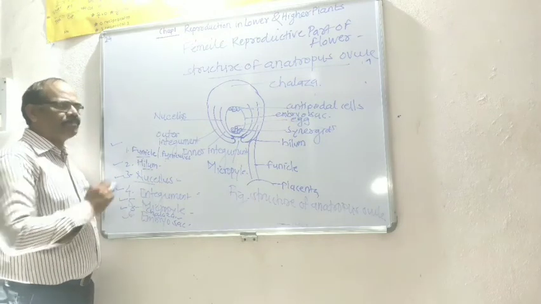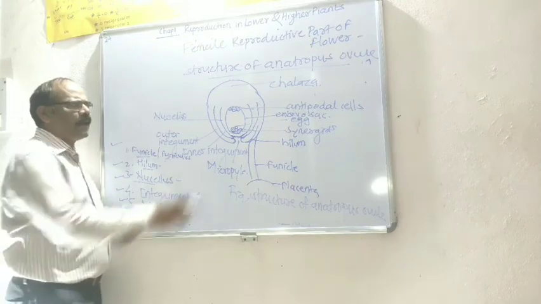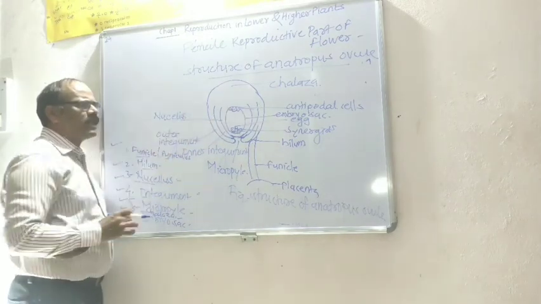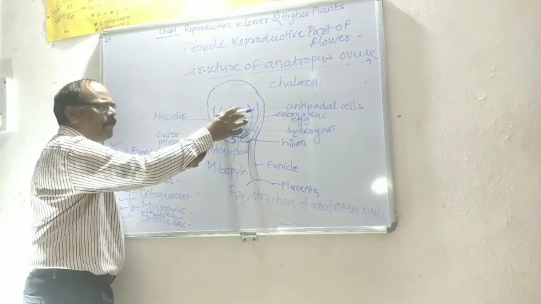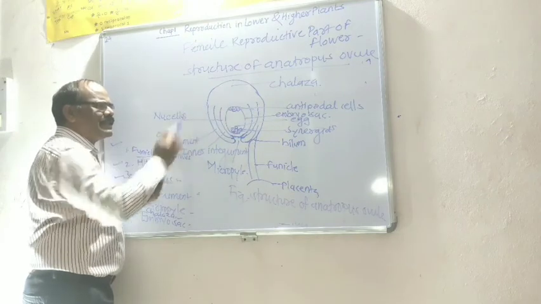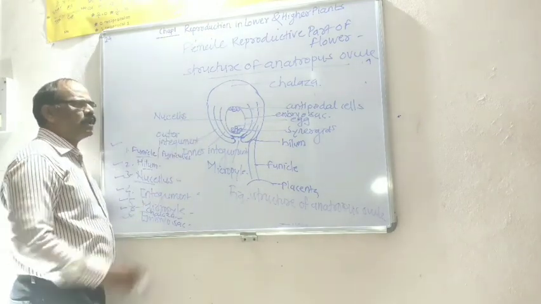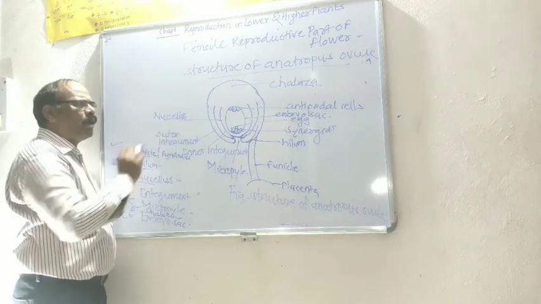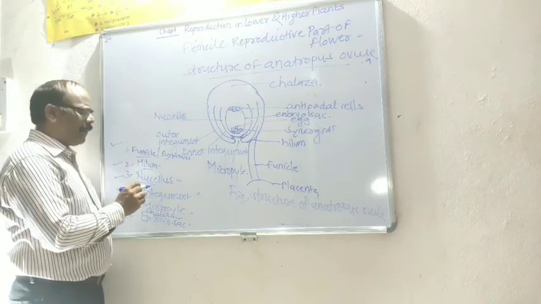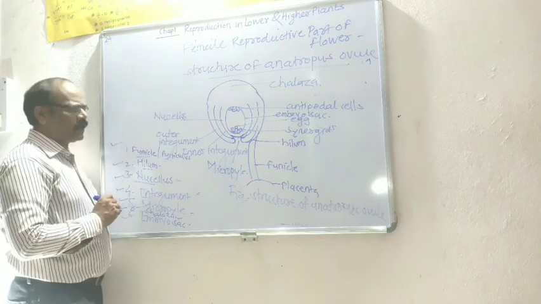The third part is the nucellus. Nucellus means the central part of the ovule which consists of parenchymatous tissue. That is called the nucellus.